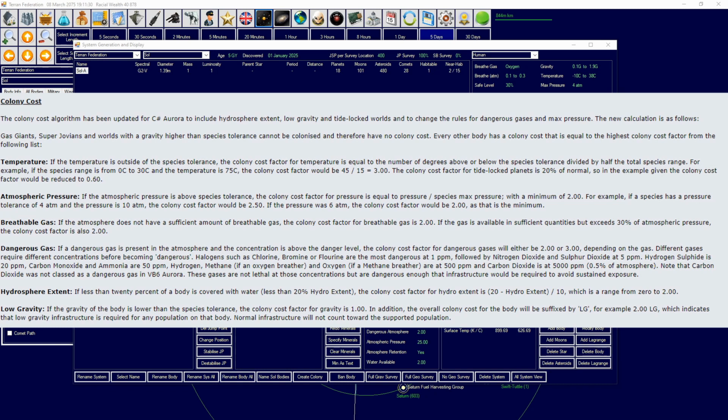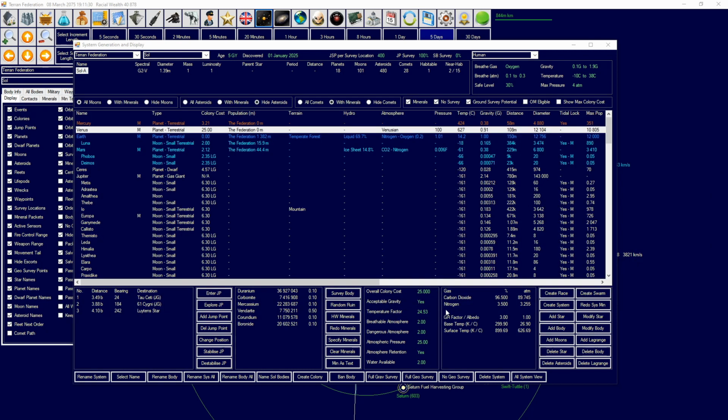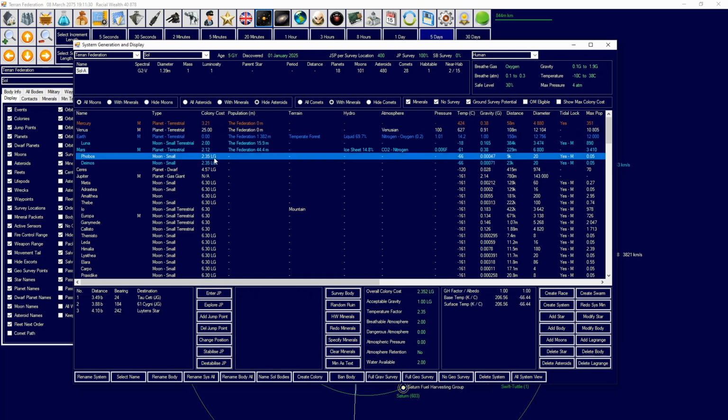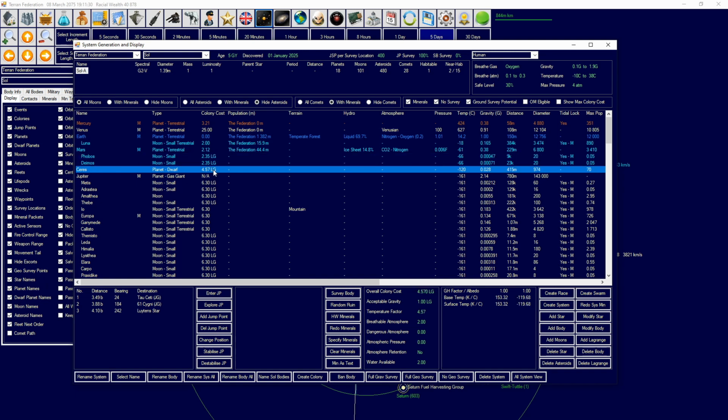Overall colony cost is the sum of everything here when combined into the maximum. So, this won't mean 50, but the highest colony cost here will equal the overall colony cost. So keep that in mind. Then you have acceptable gravity. Some worlds are low gravity worlds, like Phobos and Deimos and Ceres, and they require low gravity infrastructure because of this.